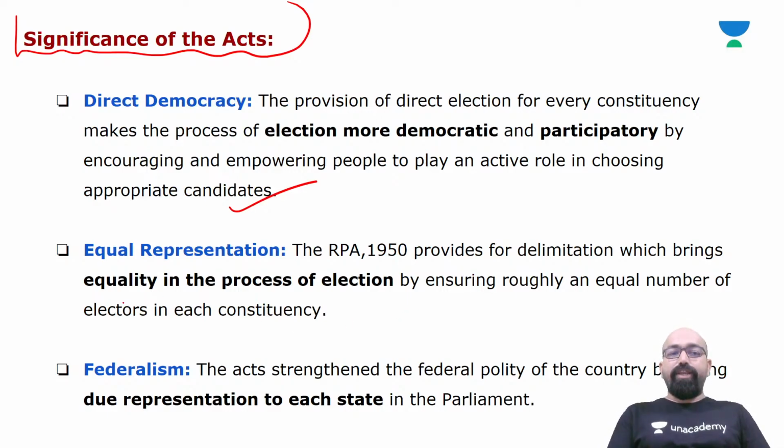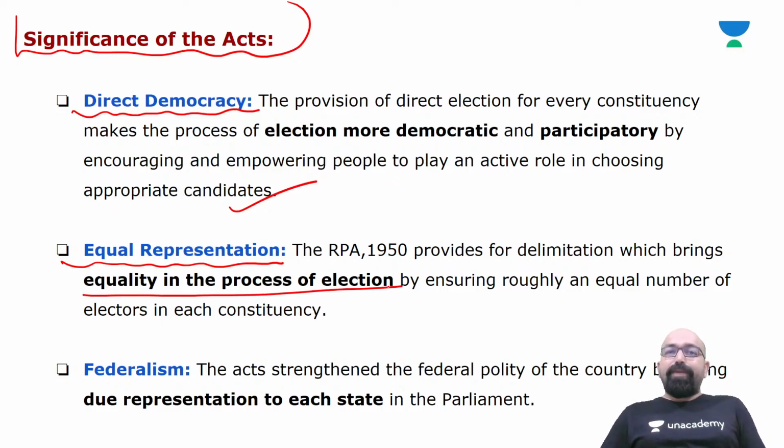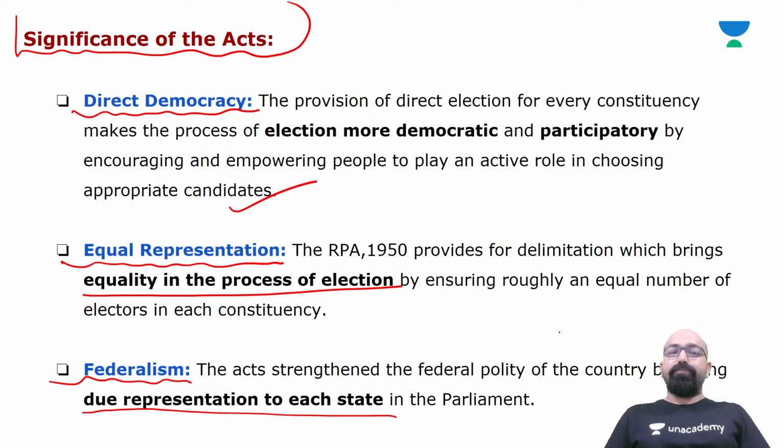Now, equal representation. The RPA 1950, which provides for delimitation, which brings equality in the process of election by ensuring roughly an equal number of electors in each constituency. Then federalism. The acts strengthen the federal polity of the country by giving due representation to each state in the parliament.